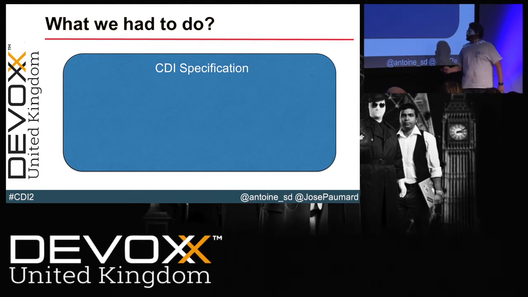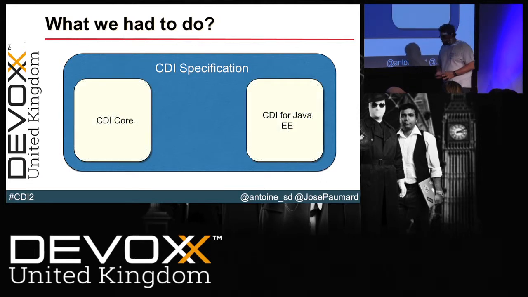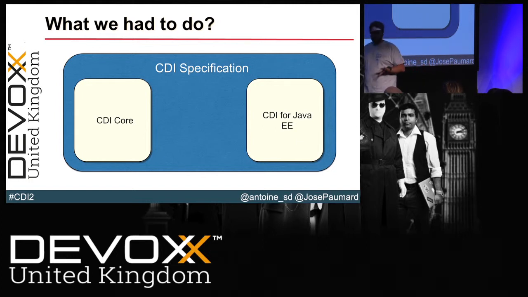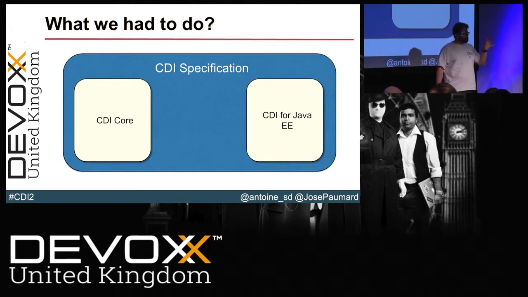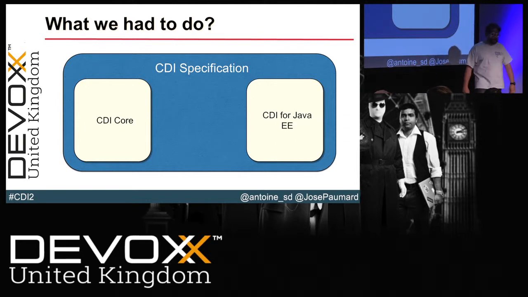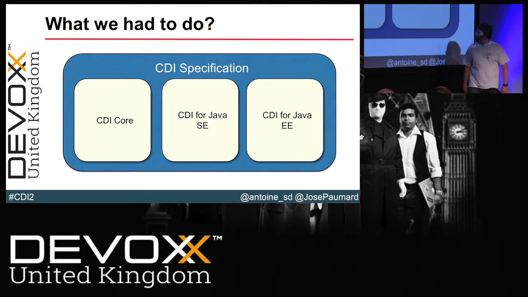So the first thing we had to do was to split the CDI specification in two parts. We had to create a CDI core part, which is all the CDI features that are independent of Java EE, and put in another part all the specific features of CDI when it's running in Java EE. So it was a very long work because we had to split it without losing information or creating new information in the process. And afterward, we could work to add a new part, CDI for Java SE.